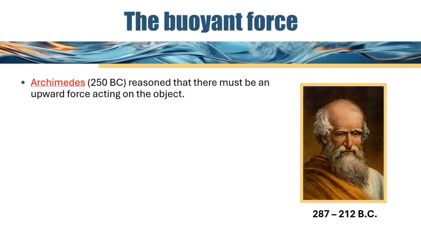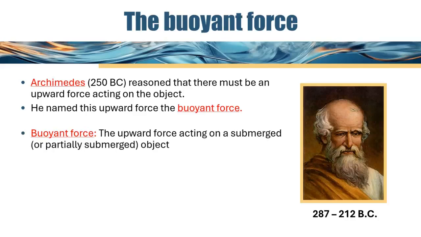So Archimedes, who lived in the BCs, reasoned that there must be an upward force acting on the object, and he named this upward force the buoyant force. So let's give the buoyant force a definition. The buoyant force is going to be the upward force that acts on any object that is submerged or partially submerged in a fluid. The variable for the buoyant force is going to be F with a lowercase subscript b, and it's going to be measured in newtons.